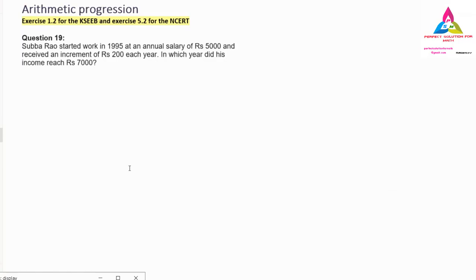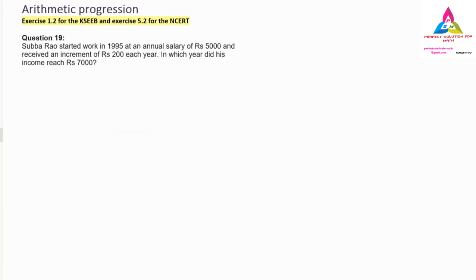Coming to arithmetic progression, question number 19. Here they have given: Subba Rao started work in 1995 at an annual salary of rupees 5,000 and received an increment of rupees 200 each year. In which year did his income reach rupees 7,000? The question is clear, but here they have not given any AP directly. Actually, in statement form they have given the AP. What the AP is, we have to find. So how to find that?